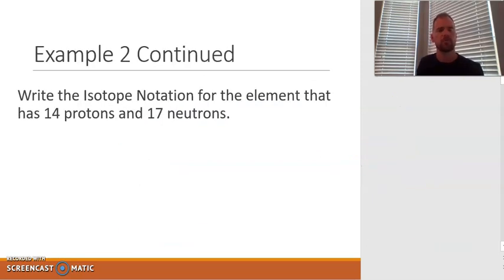Let's look at another example. This is a little different. Write the isotope notation for the element that has 14 protons and 17 neutrons. So in this example, I'm not actually telling you what element. We have to figure that out. So I notice that I have 14 protons, 17 neutrons.